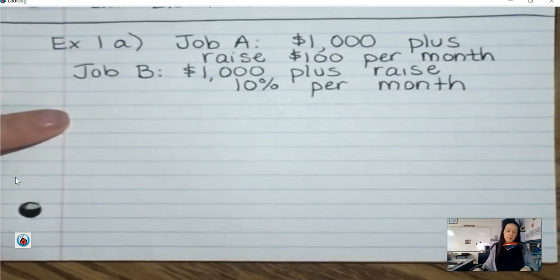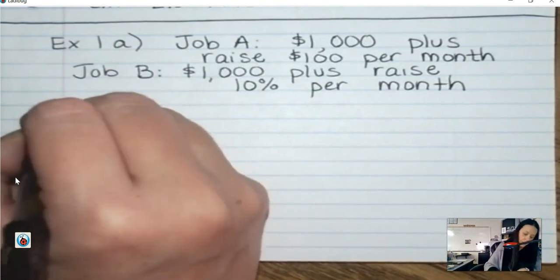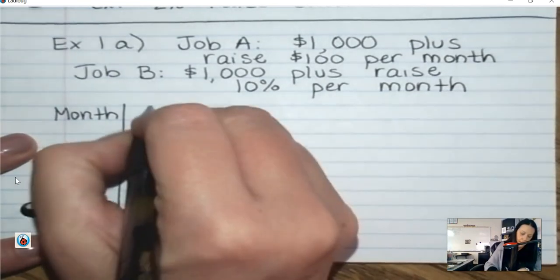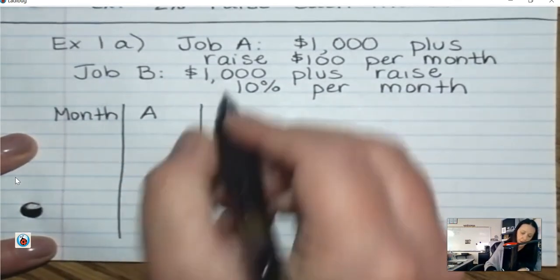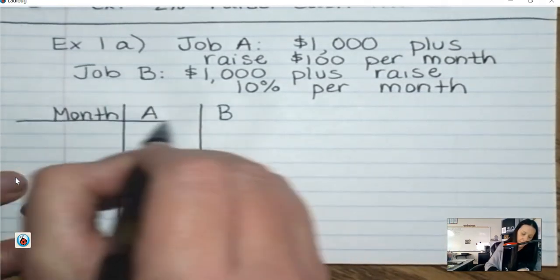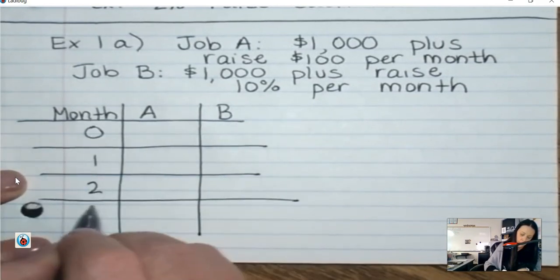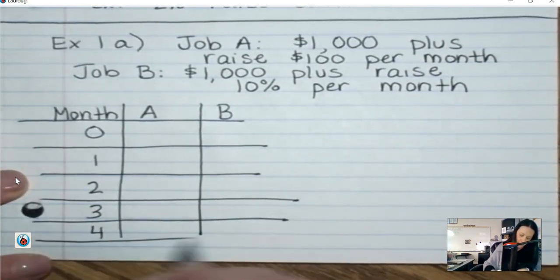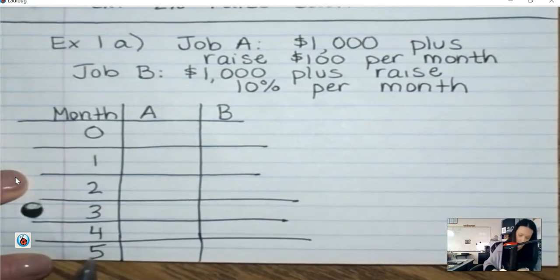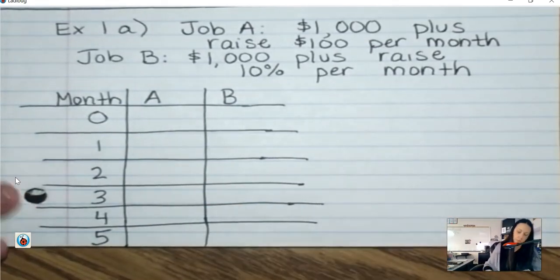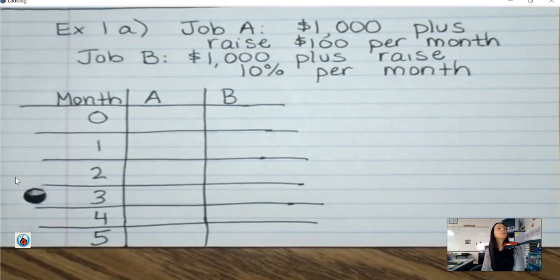Okay, I'm going to make a table to compare. So it's going to be the month, job A, how much job A makes, and then how much job B makes. We'll do it 0 months, 1, 2, 3. I'm going to run out of room. I want to go up to 5 months. And we're going to come up with the equation for both of these, so then we can just put them into our calculators and come up with the table.